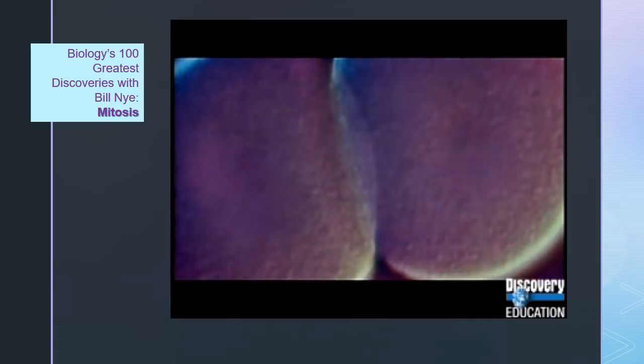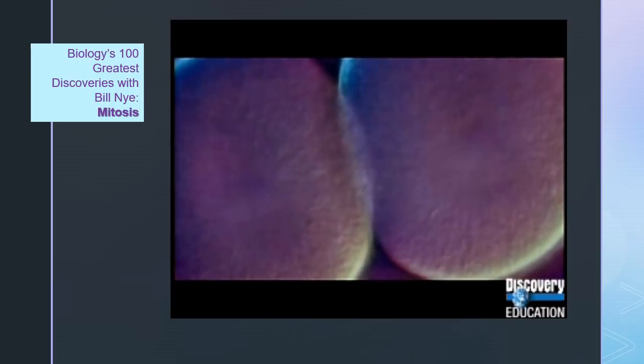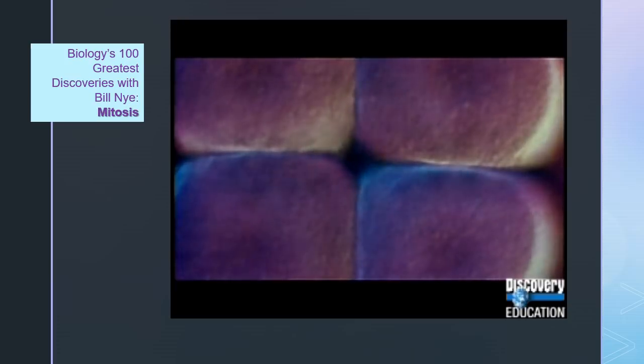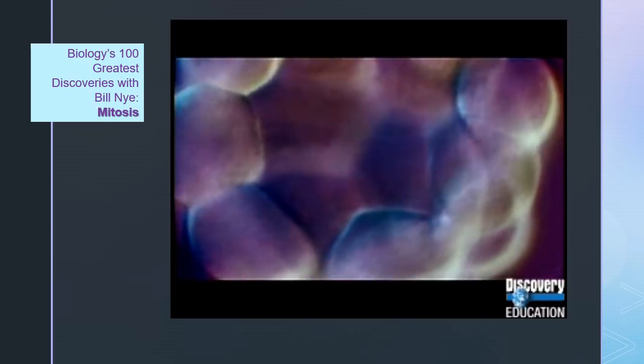The splitting of chromosomes during mitosis was a breakthrough discovery. It opened the door for scientists to begin understanding how one cell can turn into a complex organism made of many interacting cells.